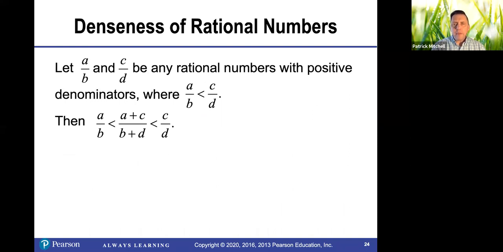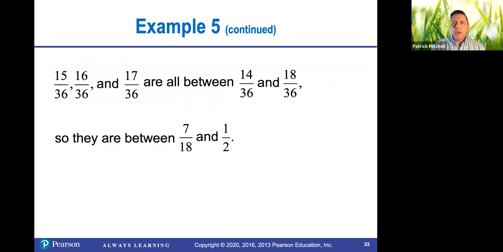So if we go back, a very easy way, you just take 7/18 and 1/2. 7 plus 1 is 8. 18 plus 2 is 20. So that's telling me that 8/20, which simplifies to 2/5, is a fraction between 7/18 and 1/2.